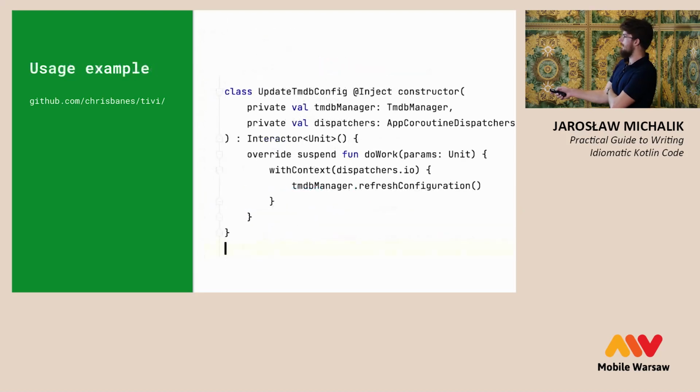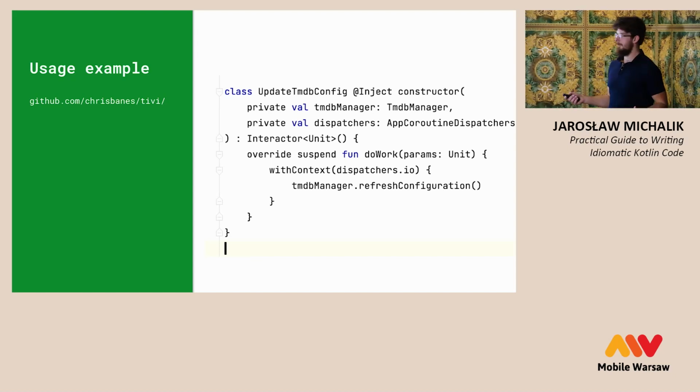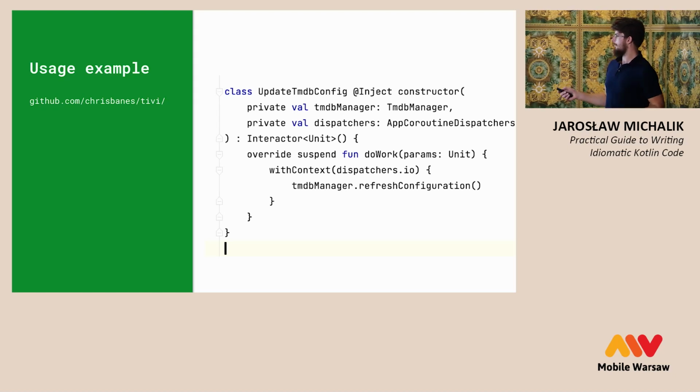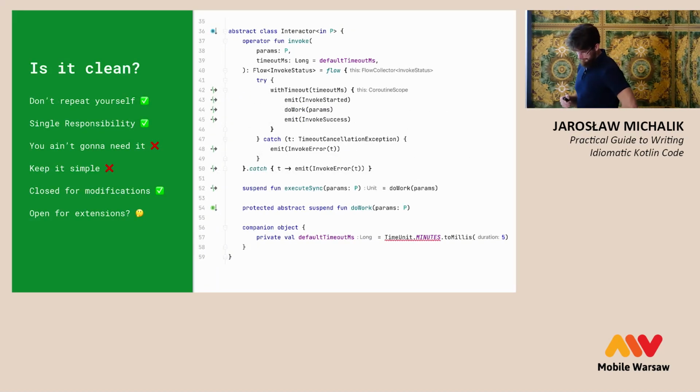Okay, and this is a usage example. This is a use case, interactor, whatever, that has a very simple task to do. It has to update configuration, refresh configuration in some manager. So we don't need any additional params, so we are passing Unit in here. Then we have to implement doWork using some dispatchers, and then finally invoking this refresh configuration.